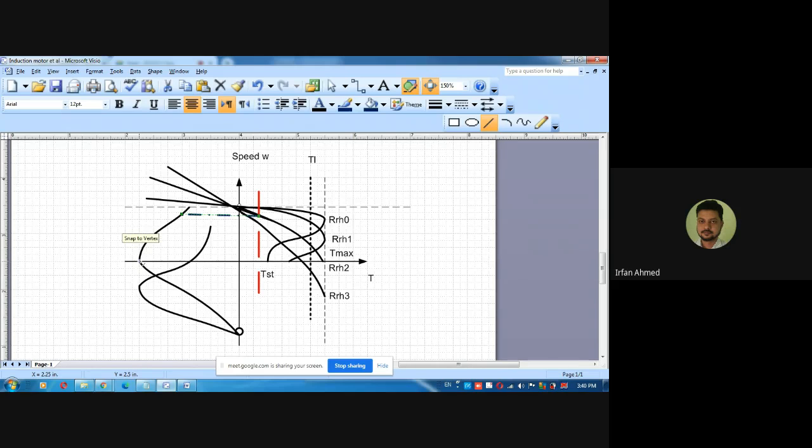Now at this point, it is essential that you turn off the supply, because when the speed is zero, the torque is not zero, it is negative. So you have to turn off the supply. If you don't, the operation shifts to the third quadrant and the motor again starts motoring, but in the opposite direction. Okay, here?